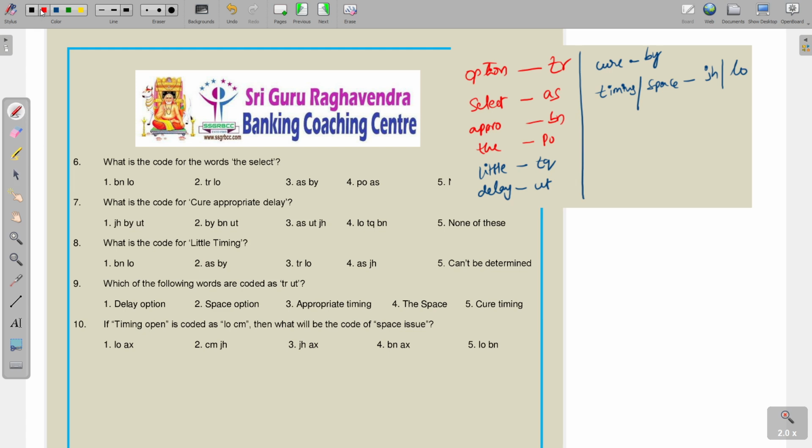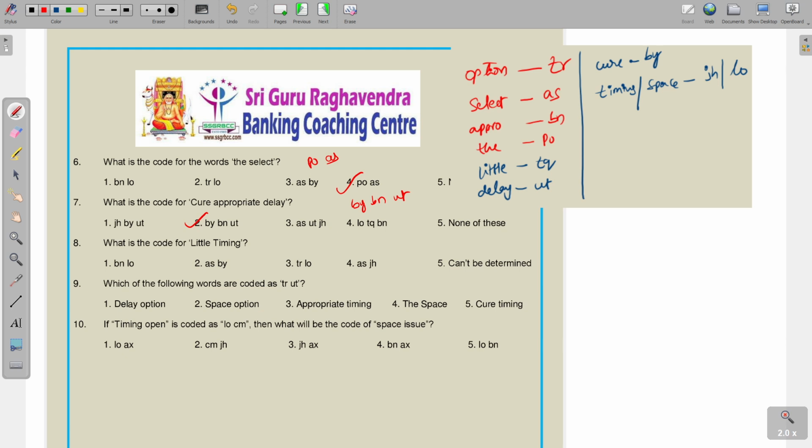See the first one, question number 6. What is the code for the word the select? So the is PO and select is coded as AS, that is option 4. What is the code for cure, appropriate and delay? So cure is coded as BY, appropriate is coded as BN, and delay is coded as UT. So BY, BN and UT, option 2.